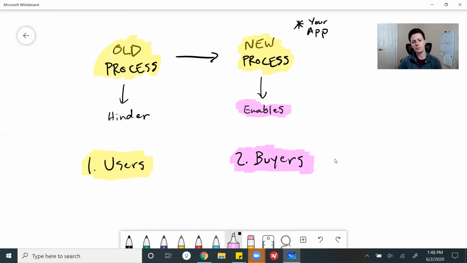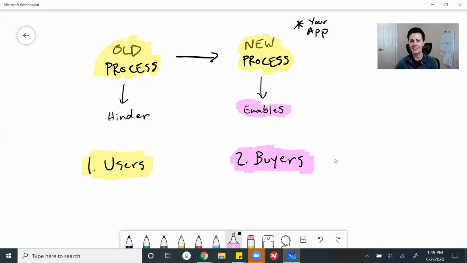So if you are talking to prospective users about the process, you're going to be talking about the features or the workflows, the specs, the functionality, the more technical side of things, because they're the ones who are going to be hands-on.